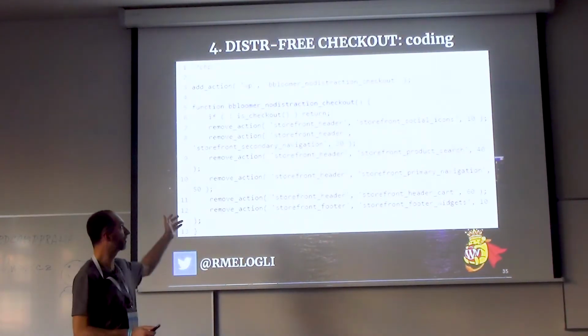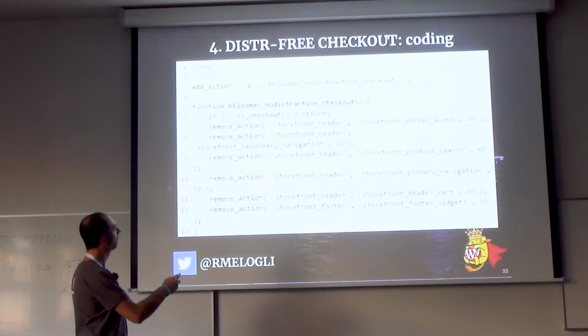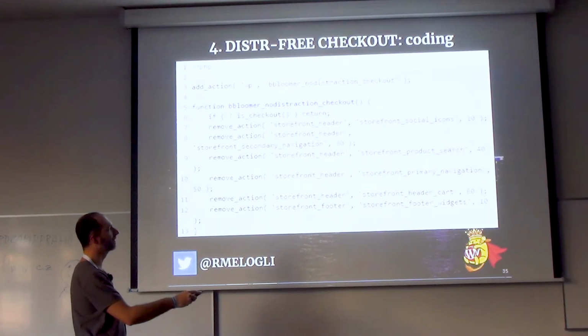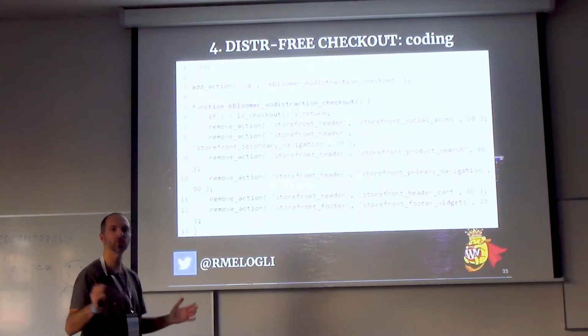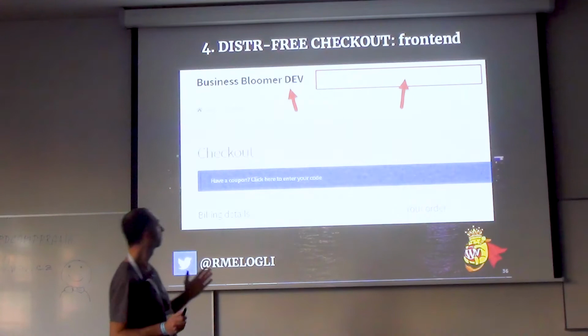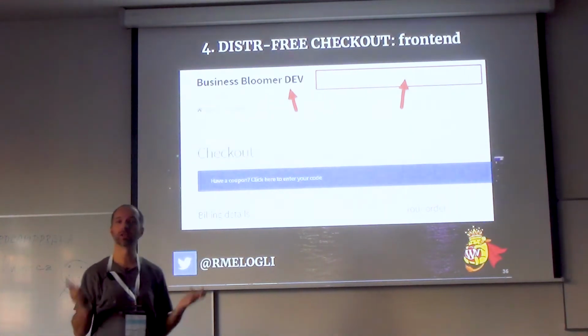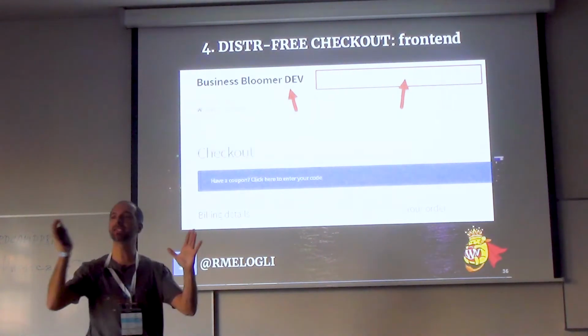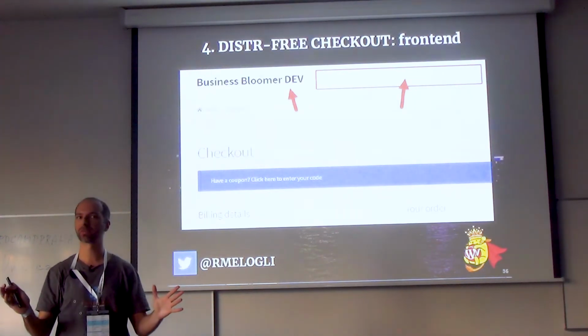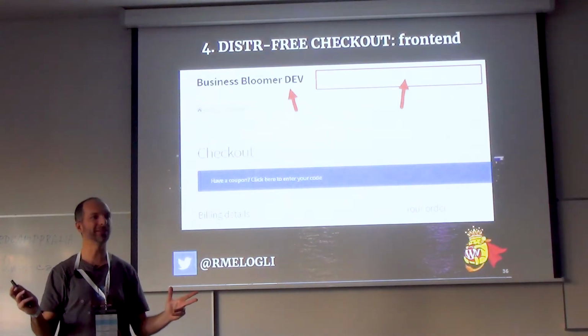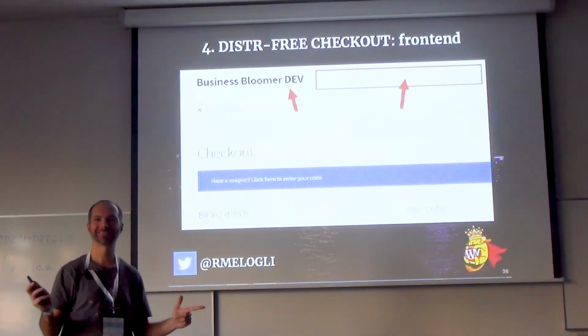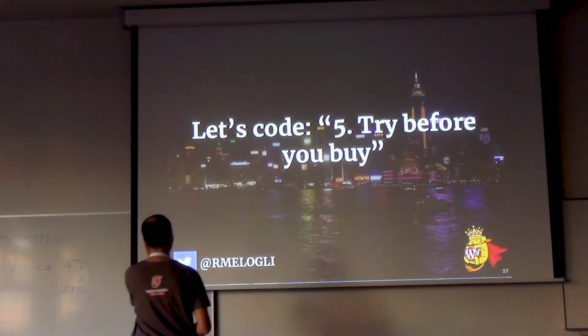Okay? So this is for Storefront, but basically I'm removing the social icons, the secondary navigation, the product search, the primary menu, the little cart in the menu, and the footer widgets. In this way, the checkout becomes, well, you don't have the full screenshot, but the checkout becomes easy and simple with no distractions. Okay? Is that something you could try to implement? Yeah, show me some yeses. All right, good.